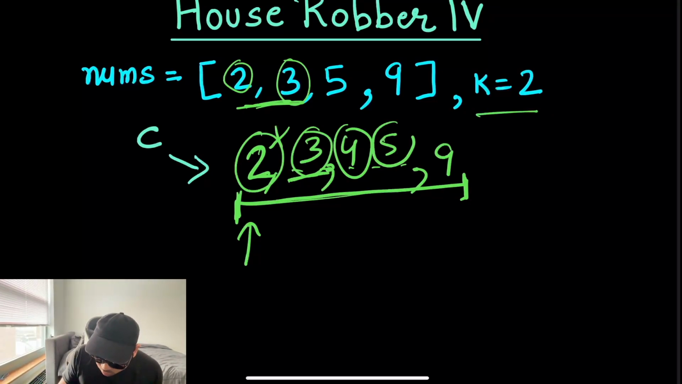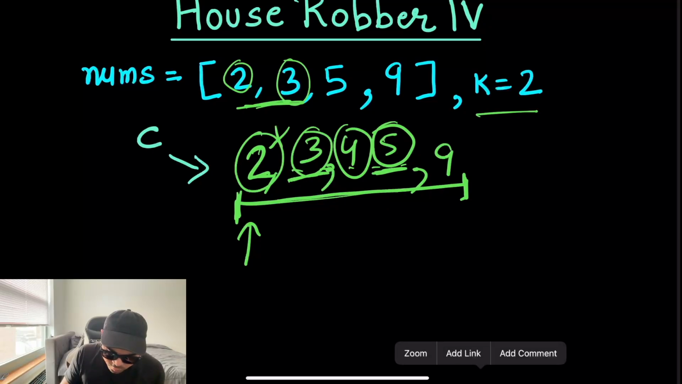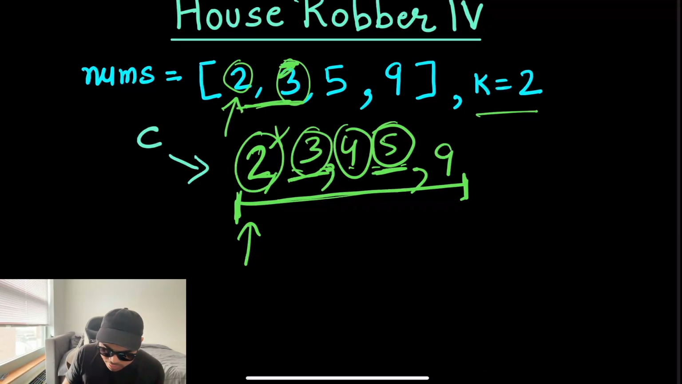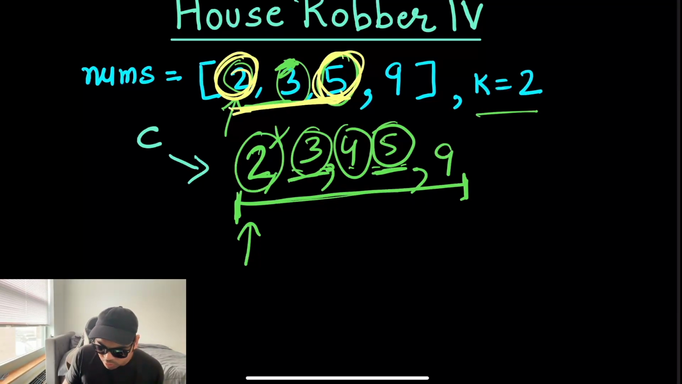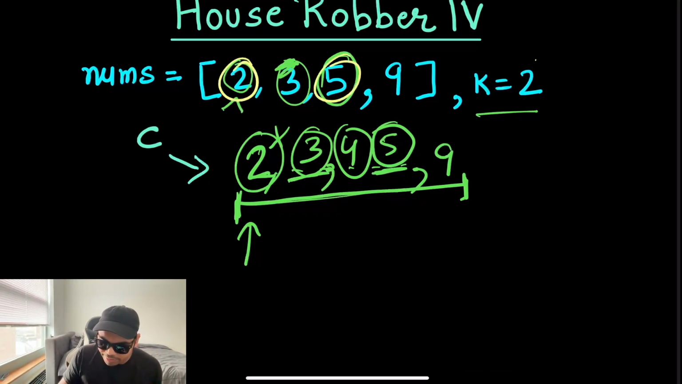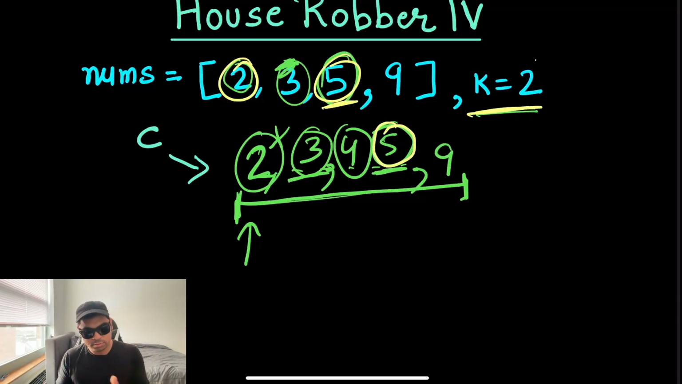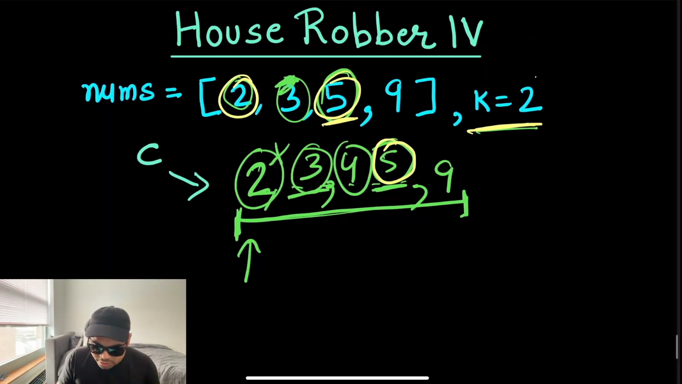But if you choose capability 5, then see what happens. If your capability is 5, then you could choose from 2 and skip this house, and then choose 5. So this one and this one, if you choose these 2, you were able to steal from 2 houses. So your conditions are met, and this capability that you found will be your answer. That's what you return.